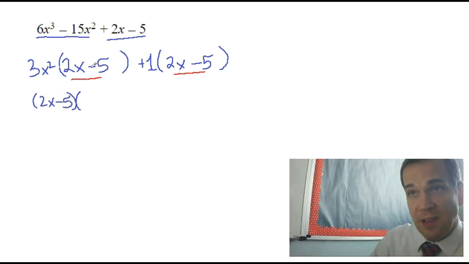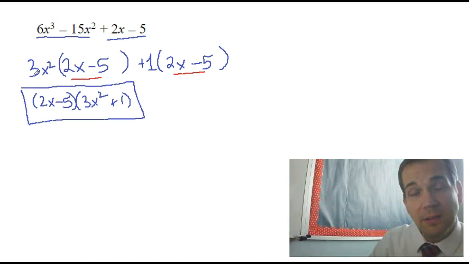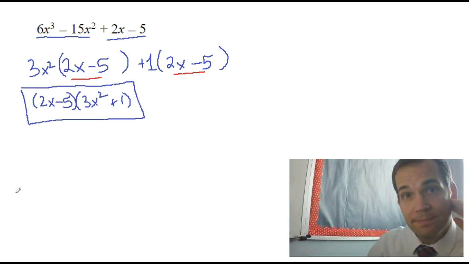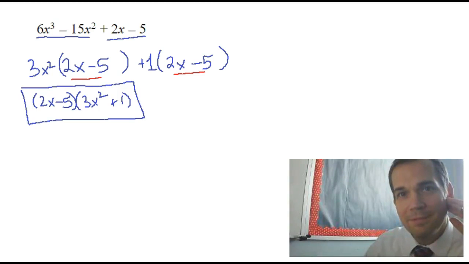And if I factor 2x minus 5 away from this one, it's a 3x squared. And then over here, a plus 1. So this would be my final answer. That was a tricky one. Factoring out that 1. You could do it.